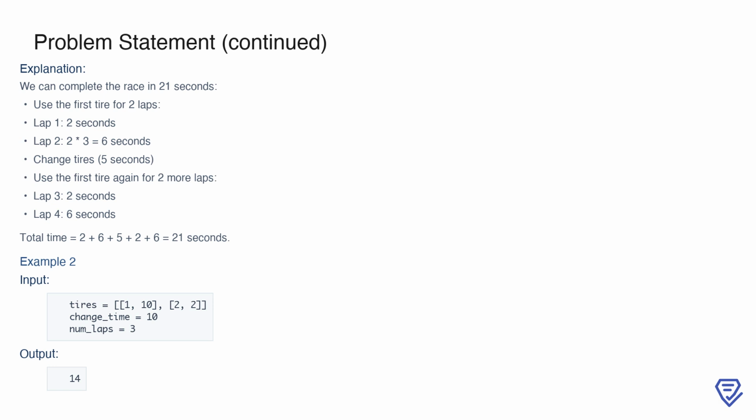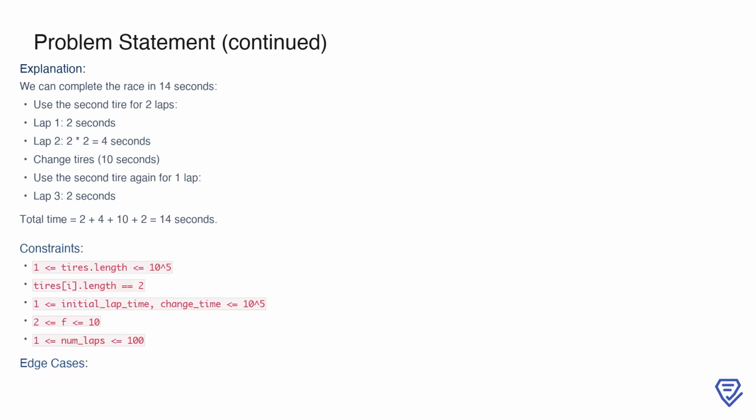Let's explore another example. In the second example, we have two types of tires, a change_time of 10 seconds, and a total of 3 laps. The optimal strategy here is to use the second tire for the first 2 laps. The first lap with this tire takes 2 seconds, and the second lap takes 2 multiplied by 2, which equals 4 seconds. After these 2 laps, we change the tires, taking 10 seconds, and then use the second tire again for the final lap, which takes 2 seconds.